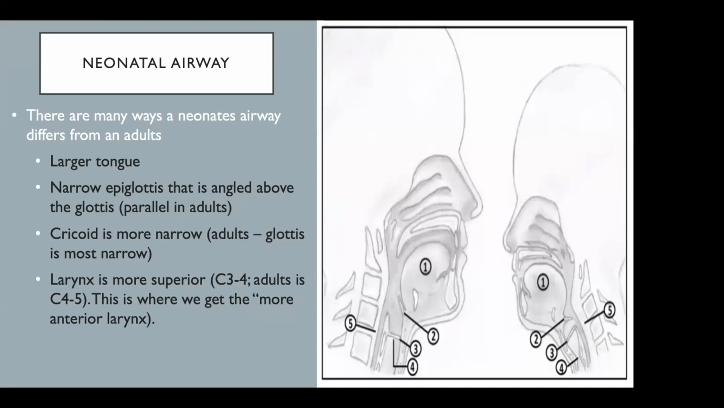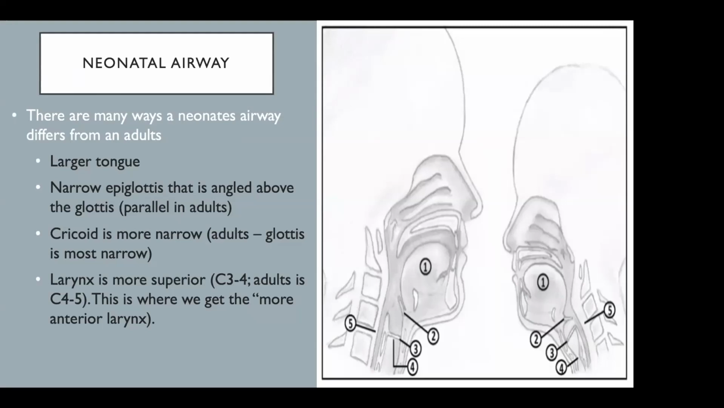The epiglottis, the neonates have a narrow epiglottis that is angled above the glottis. So this is a little more parallel in adults, and we can see that with number 2 there. It's just sitting at a different angle. We can see how maybe the differentiation between using a Macintosh versus a Miller may be indicated here. Look at the molecular space as well.